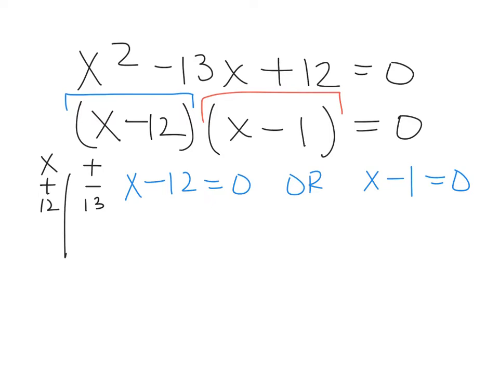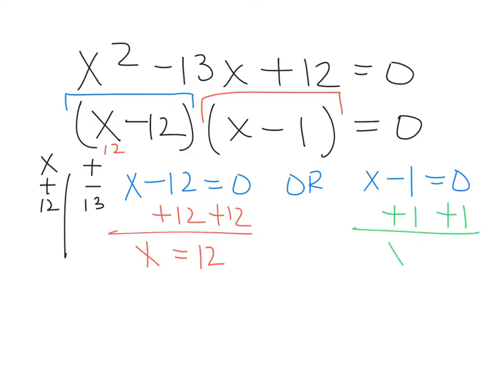What would make X minus 12 equal 0? Well, X would have to be 12. Think about it. If I put 12 here, 12 minus 12 is 0. 0 times whatever's in the second parentheses is going to be 0. On my second one over here, add 1 to both sides. X is 1. If X were 1, this quantity would be 0. It doesn't matter what the first quantity is. It would still be 0 times something, which is 0. And again, you could check your answers back in the original problem.